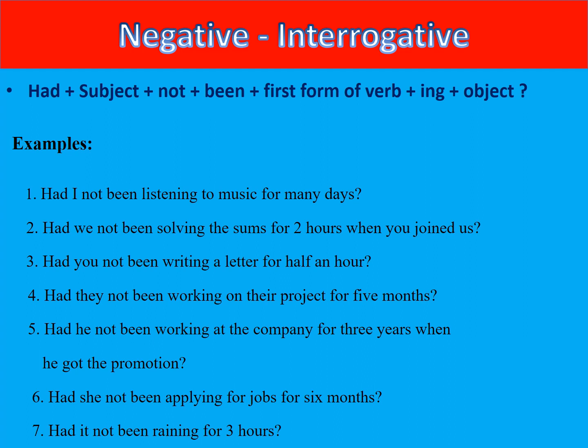In negative interrogative sentences, we have to add not after the subject. So, the rule is had plus subject plus not plus been plus first form of verb plus ing plus object and then question mark. Examples: had I not been listening to music for many days?